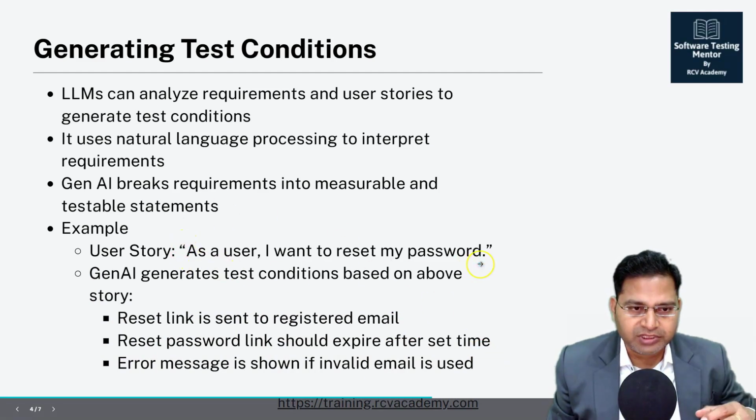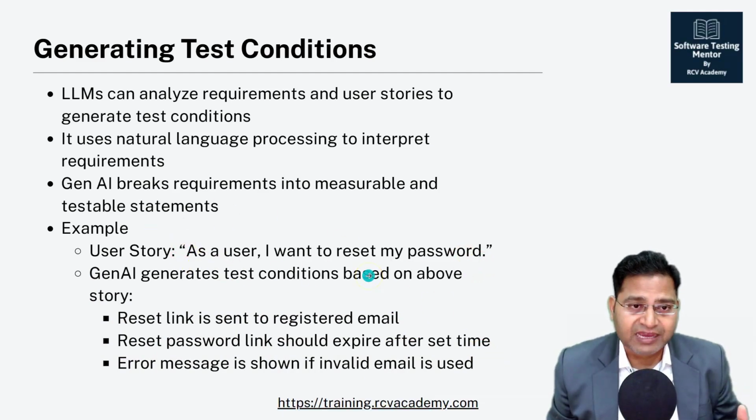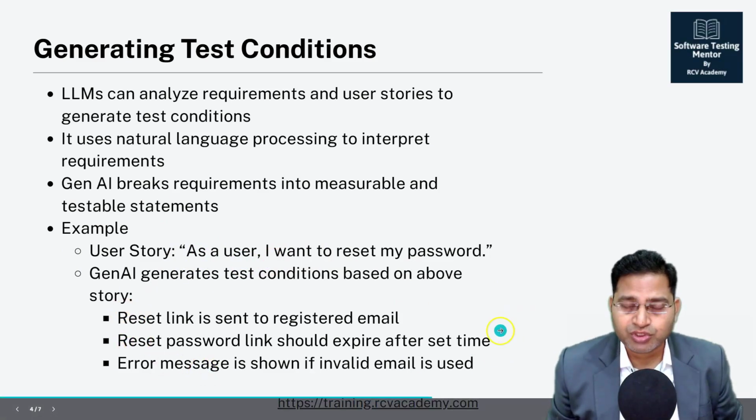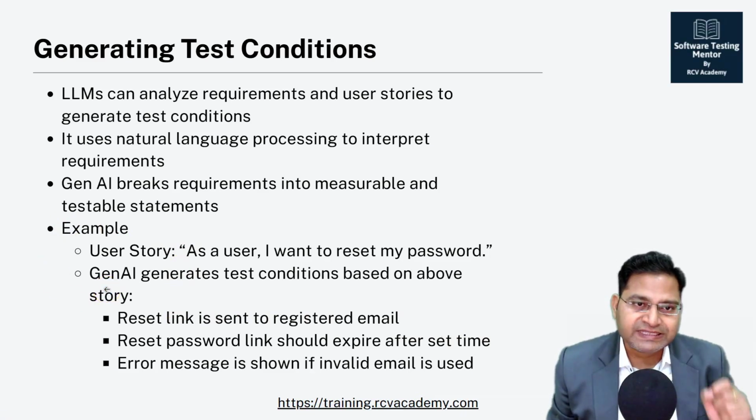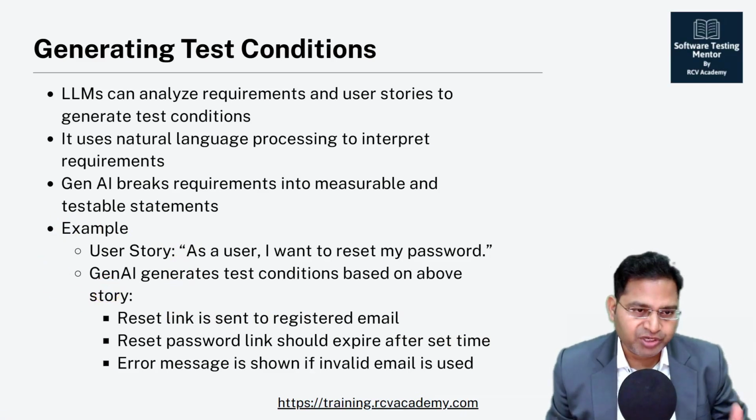So the better user story you have, with all the acceptance criteria, if you ask GenAI to create the test conditions for that user story, it will provide you a clear outcome of that user story in terms of test conditions. Now make sure you prompt with the 6 key components that I have taught in the previous tutorial.